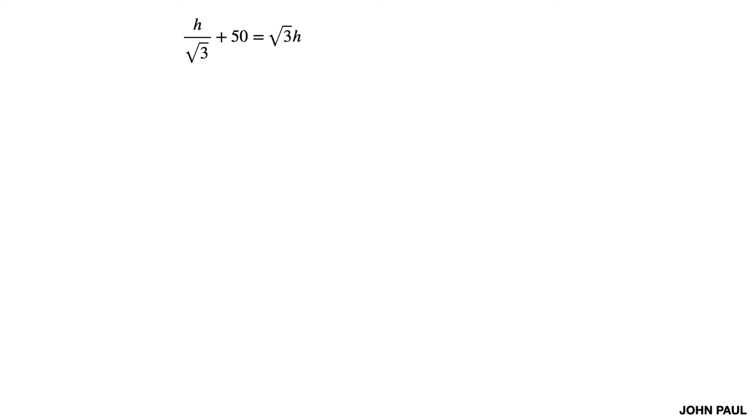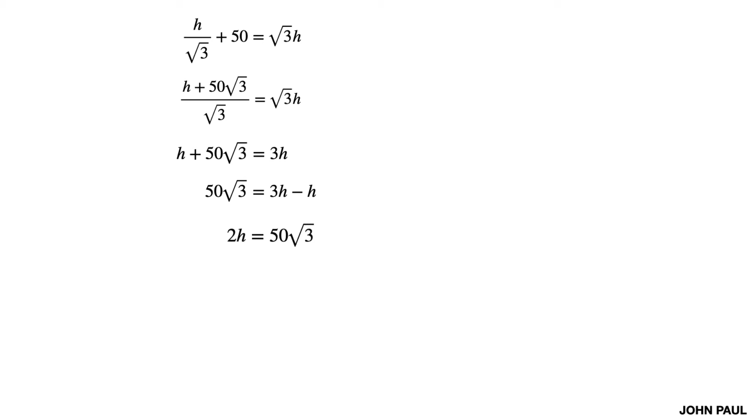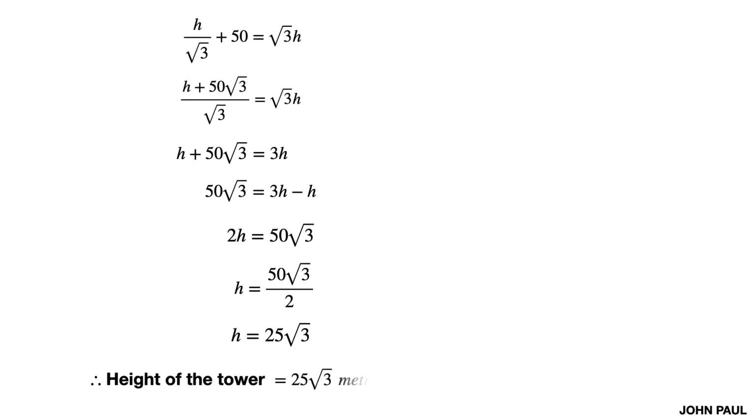By cross multiplying, h by root 3 plus 50 equals root 3 h. Now take LCM as root 3: h plus 50 root 3 by root 3 equals root 3 h. Now cross multiply root 3, we get 3h. Group h on one side: 3h minus h equals 50 root 3. 2h equals 50 root 3. H is equal to, by dividing, 25 root 3. Therefore, the height of the tower is 25 root 3 meters.